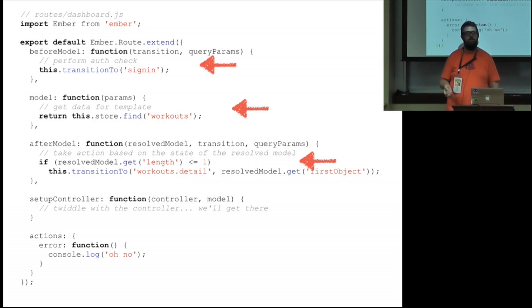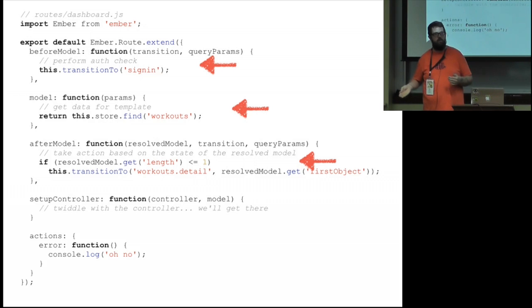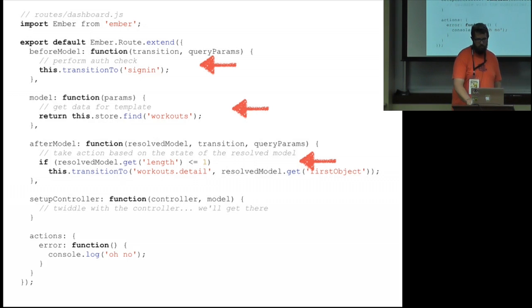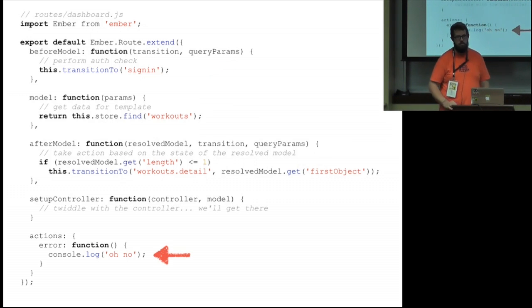The after model hook, say we're getting a list of workouts and the user only has one workout. We might redirect them to the page for that single workout. So we can do some work after we know the state of the model too. If anything goes wrong, you just provide an error on your route, and Ember will call this error handler for you, and so you can actually redirect to an error page or redirect to a retry. Something went wrong with your request.